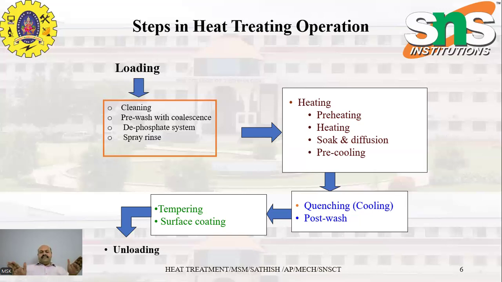The heating chamber is like a closed chamber where we cannot see anything. In that we start with preheating. The temperature is raised slowly from a particular temperature to the critical temperature, and when heating is done, it attains the maximum temperature for the particular heat treatment, and we are soaking and allowing them to diffuse. That process is called soaking and diffusing, then pre-cooling. After that, we have a process called quenching, and we have a post-wash, right?